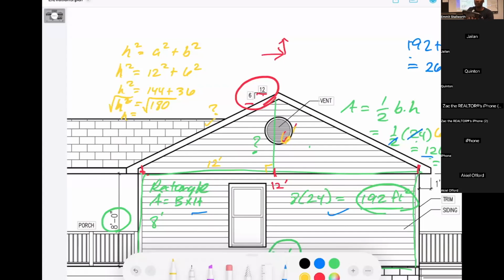But if you turn it sideways, you can punch in 180, and then you can hit the square root sign. That is right there. And it's gonna be approximately, I use the approximation sign, 13.4 feet. That's the number that I'm trying to get.